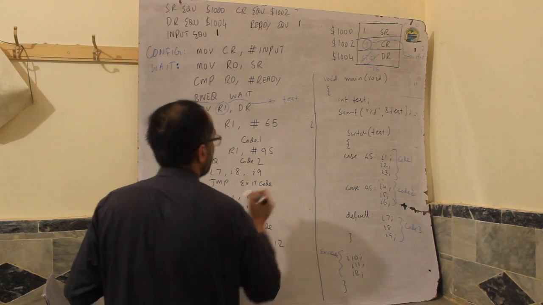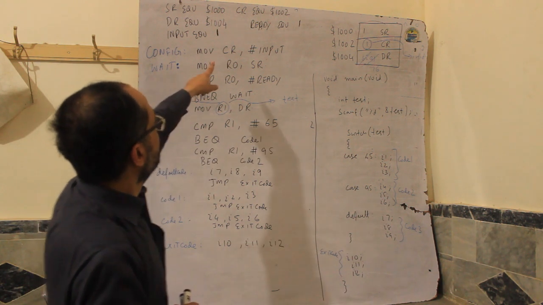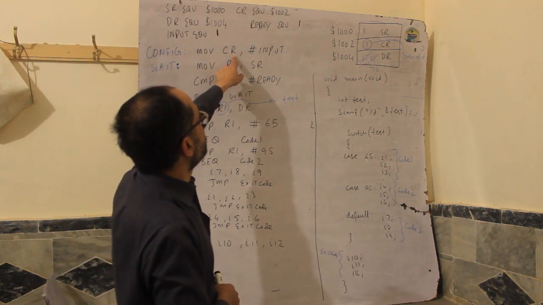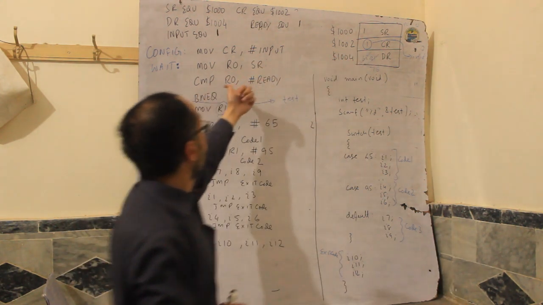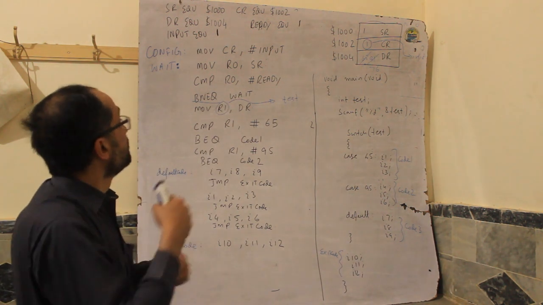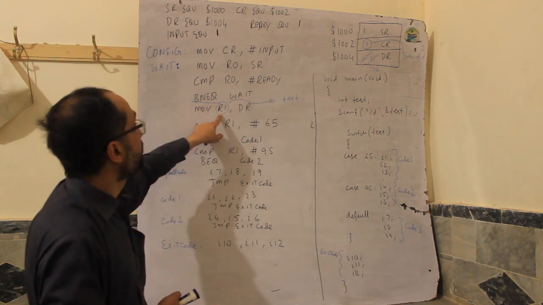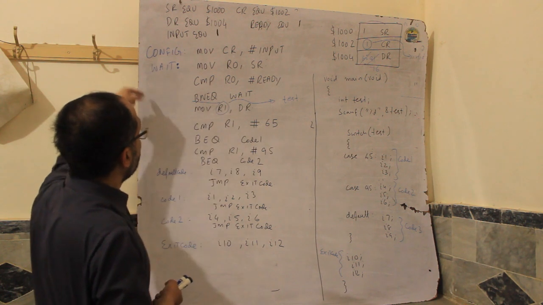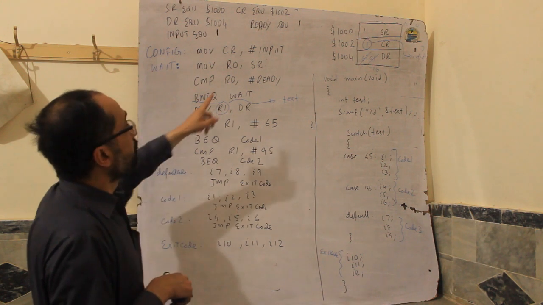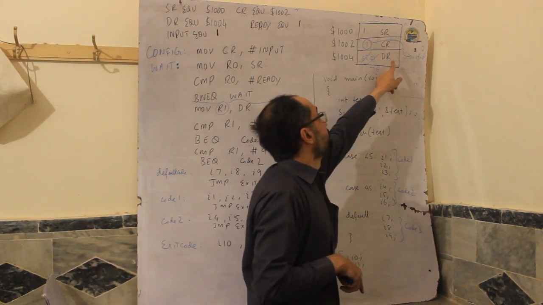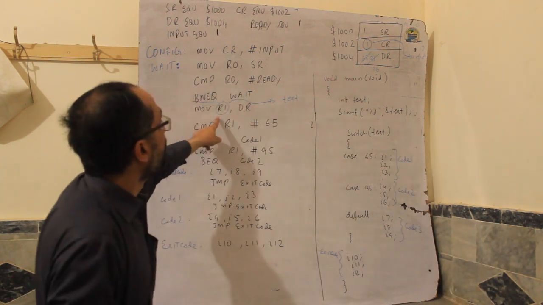Now if you look at this code, first the keyboard is configured as an input device. Then we move the contents of the status register into R0, and here we continuously check the value of the status register. If the device is ready, the control will be transferred here. If the device is not ready, it will keep looping. After that, when the device is ready, the value will be stored into the data register. So now we move the contents of the data register into register R1.